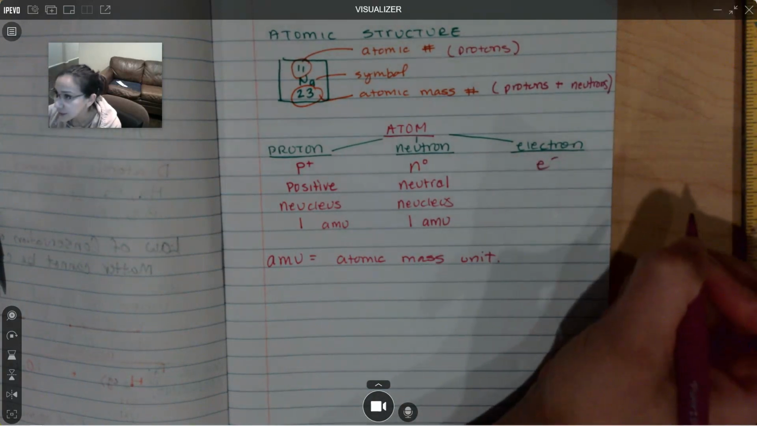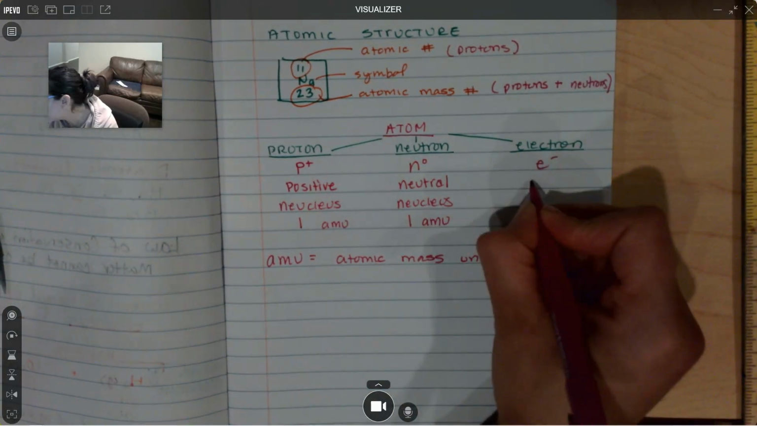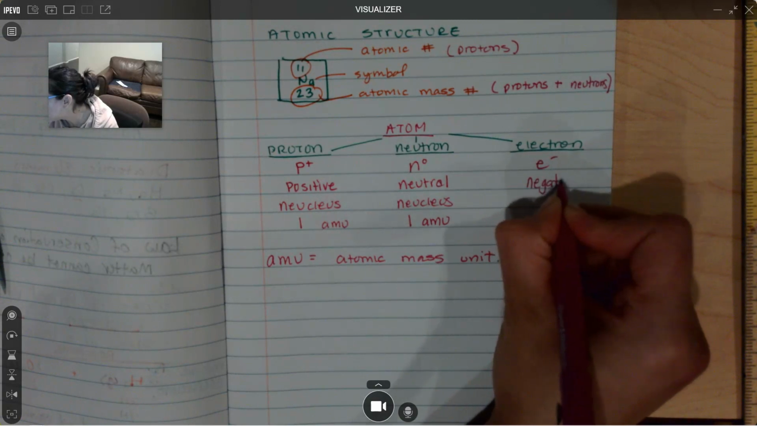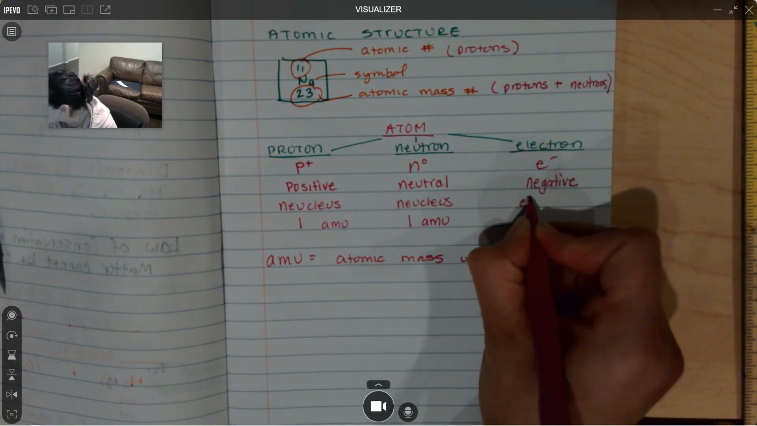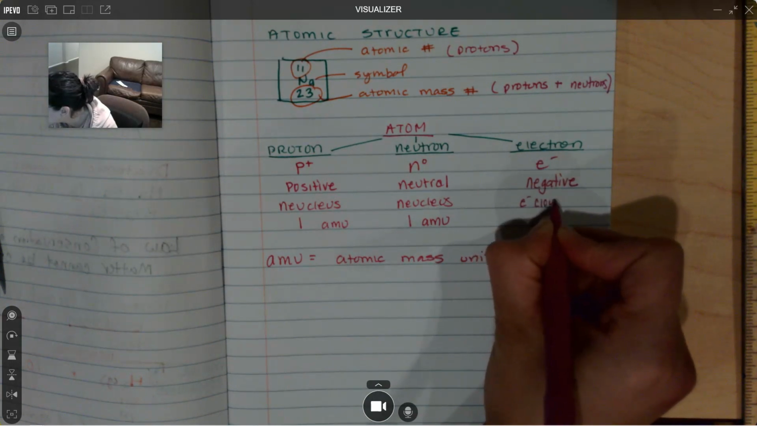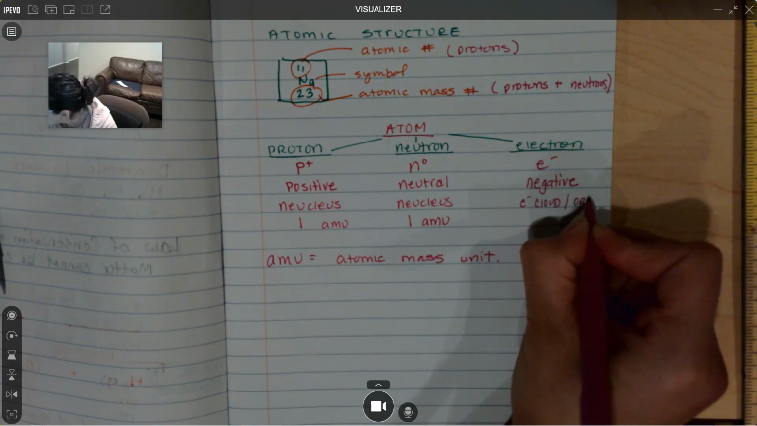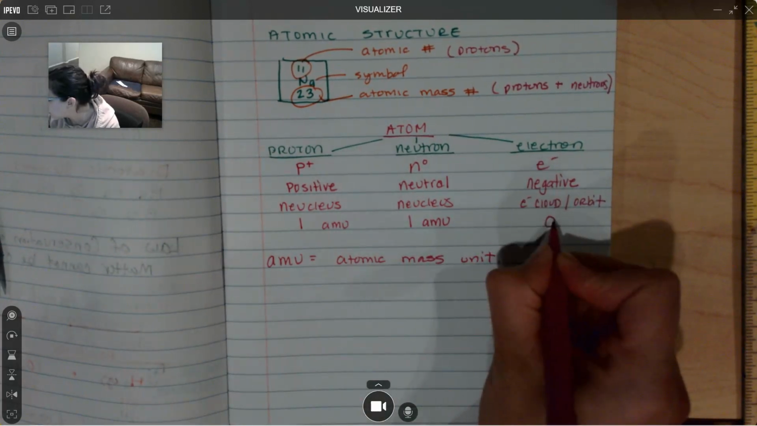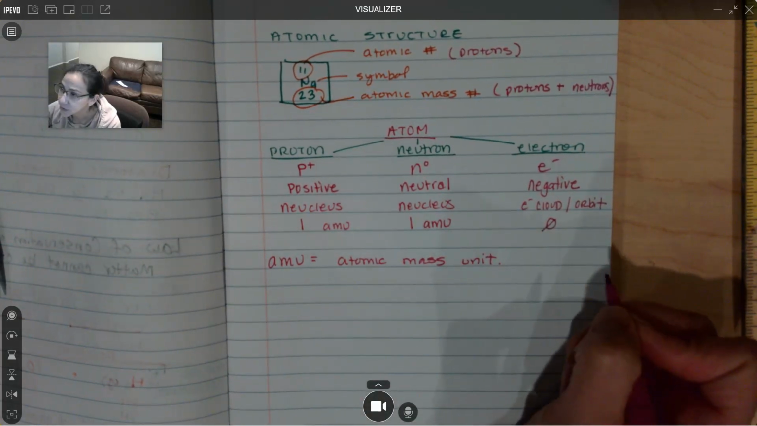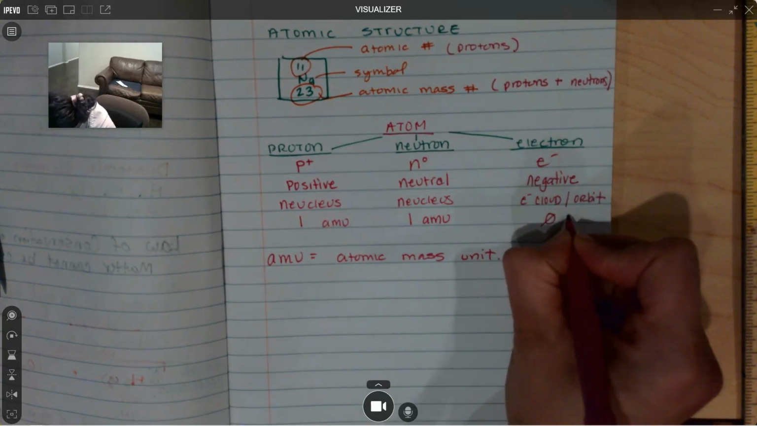An electron is an E with a negative symbol. It is negatively charged. It is located in the electron cloud or orbit. And sometimes they call them shells, and we say that they have a mass of 0, or it's negligible.